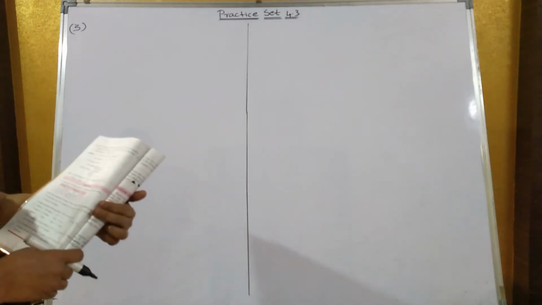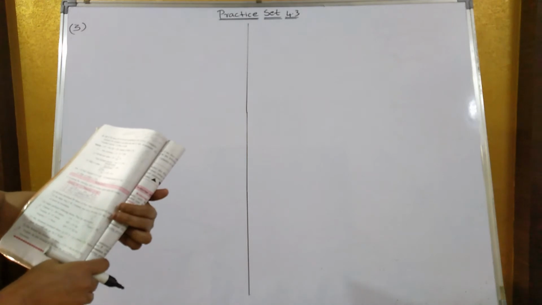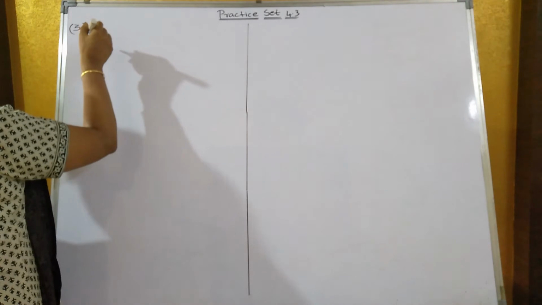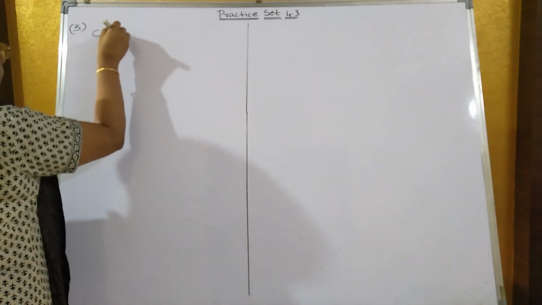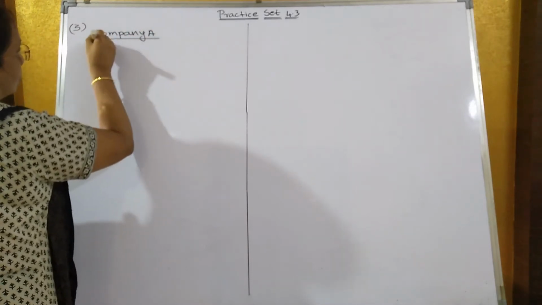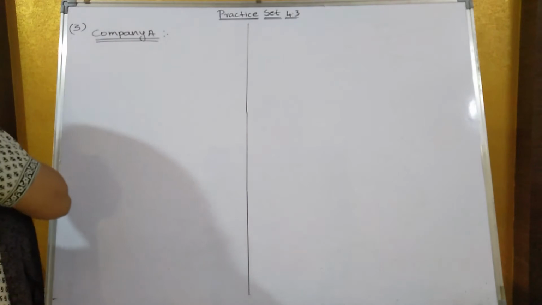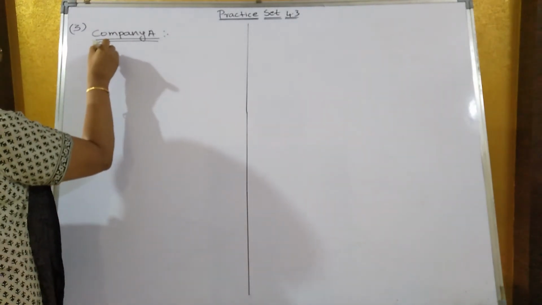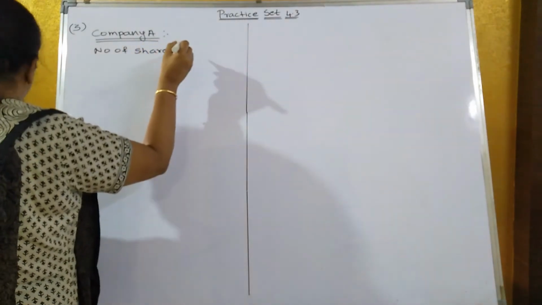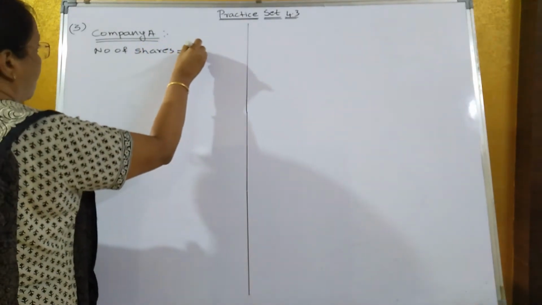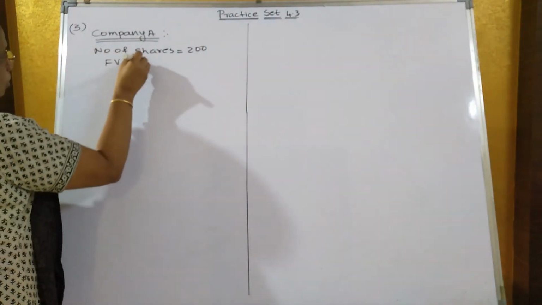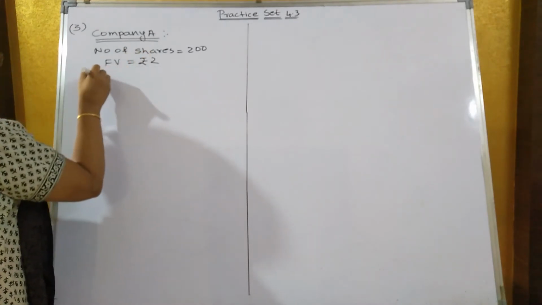Now third sum. Joseph purchased the following shares. Find his total investment. So Joseph purchased shares of company A. The number of shares is equal to how much? 200. Face value is equal to rupees 2, and premium they have given.